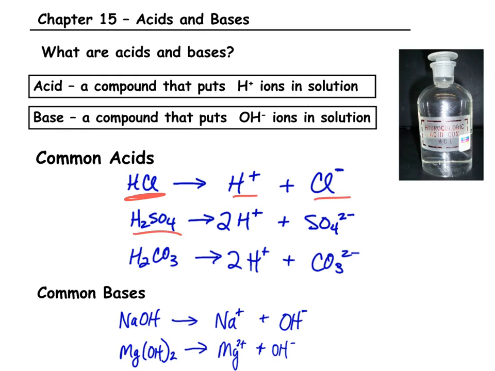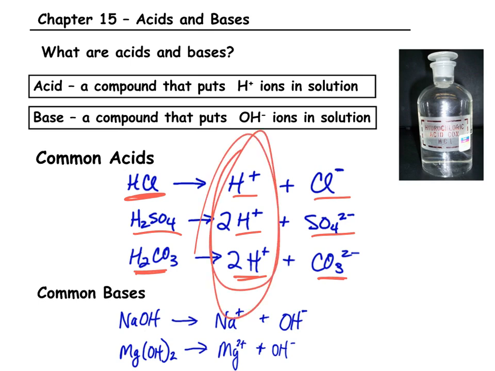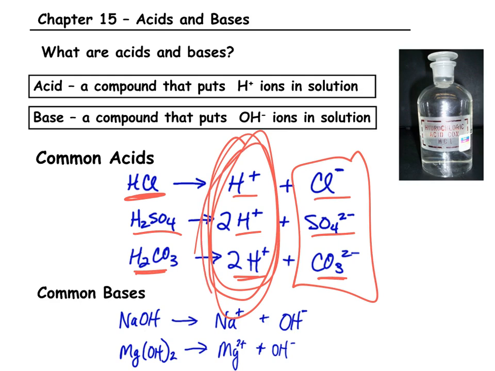Here's another one, H2SO4, that's known as sulfuric acid. When it dissolves, it makes H+ ions and SO4 2- sulfate ions. Here's one called carbonic acid, H2CO3. When dissolved, makes H+ ions. So notice that if a compound dissolves in water and it makes H+ ions, that's what constitutes an acid. Now the other stuff, that's just kind of a side thing, but the important thing to call it an acid is this H+ thing here.